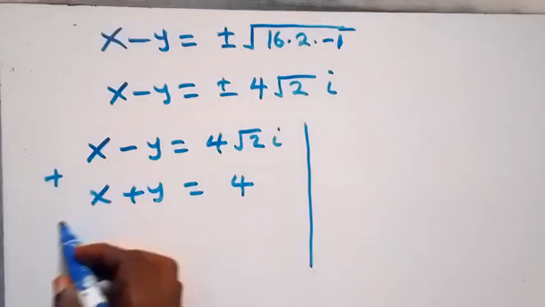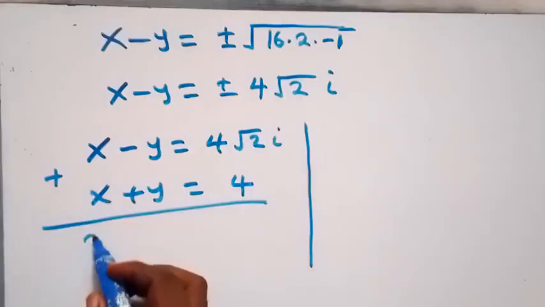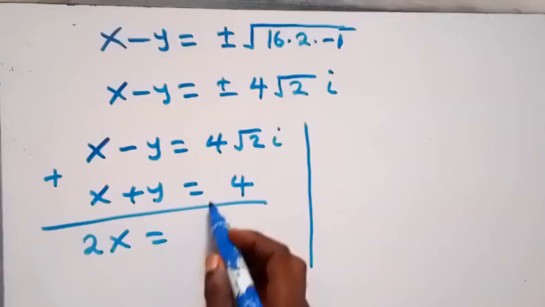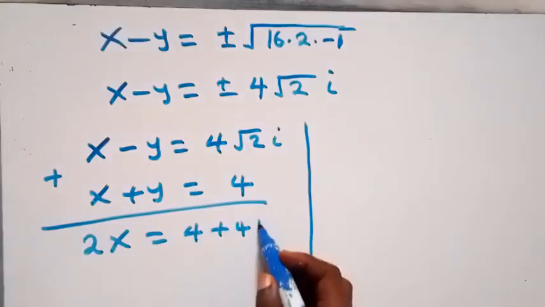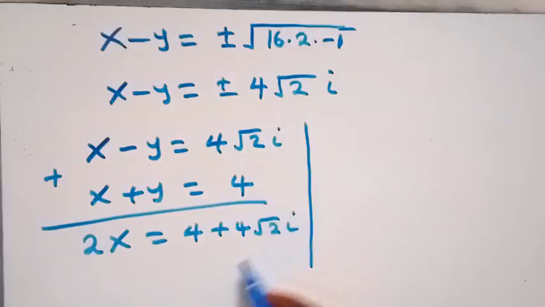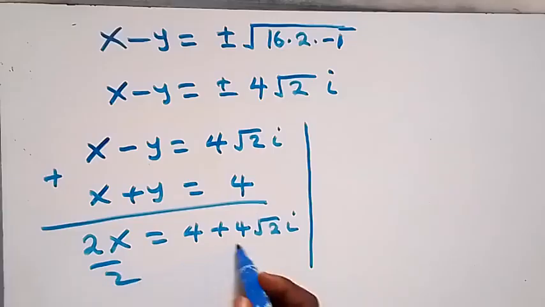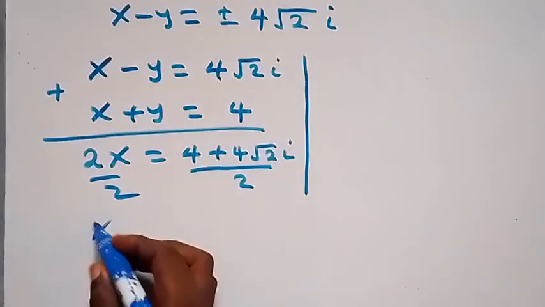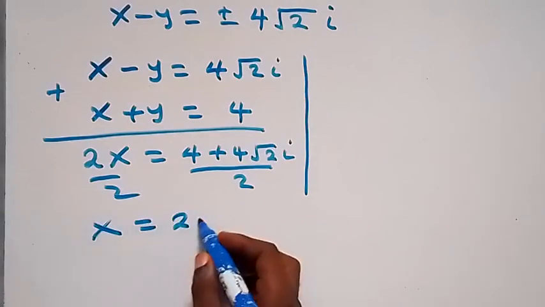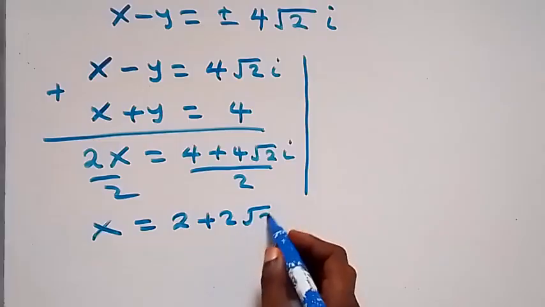Let's add and eliminate y. So we have 2x here, which equals 4 plus 4 root 2 i. Then divide both sides by 2 to get x. Then from here, x will then equal 2 plus 2 root 2 i.